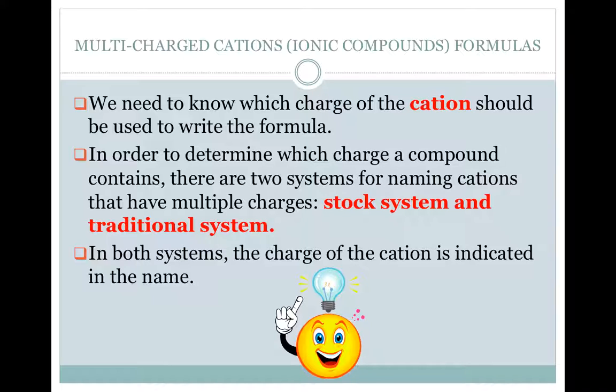So for example, in the stock system, we use Roman numerals to indicate the charge. So iron 2 means that iron has a +2 charge. In the traditional system, we use endings that end with ic or ous. The ic or ous ending is going to indicate what the charge is. Ferrous is iron +2.